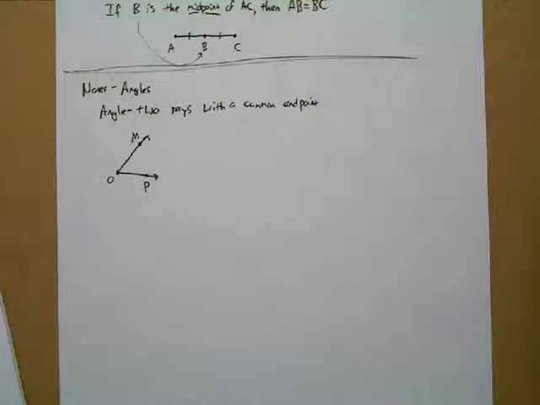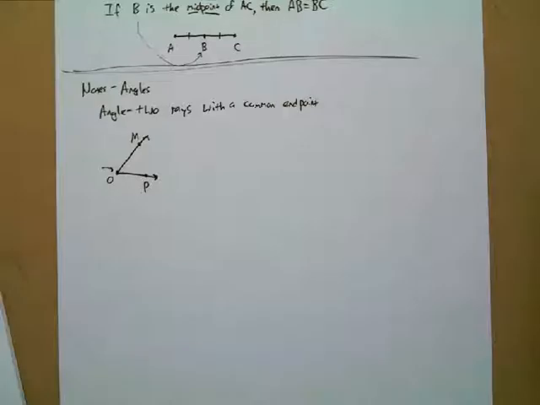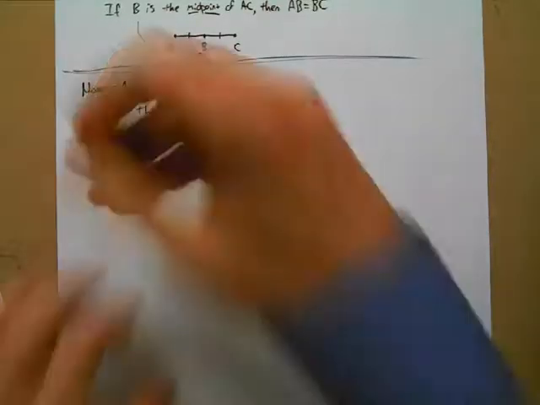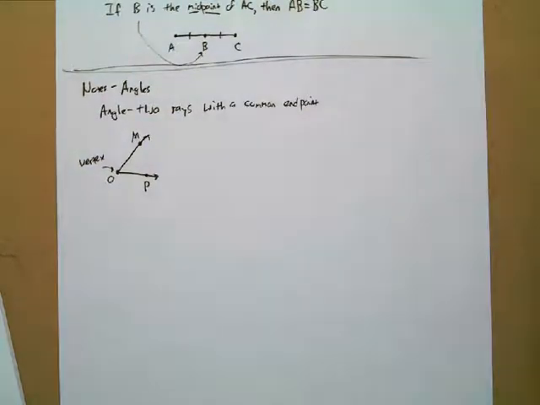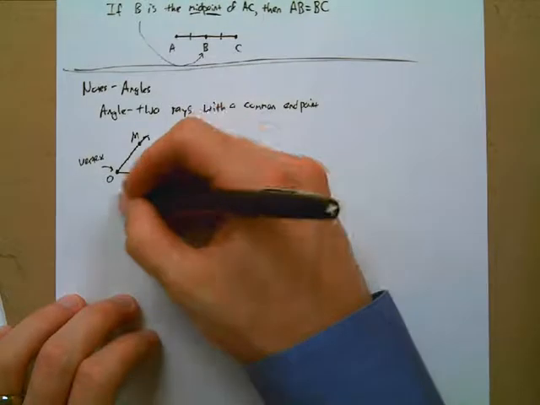All right, we already know how to name this. We call this thing angle MOP, or angle O, in this case would be okay, because there's only a single angle really there. And of course we could say then the measure of angle MOP, and that's where you give the measure of the angle.